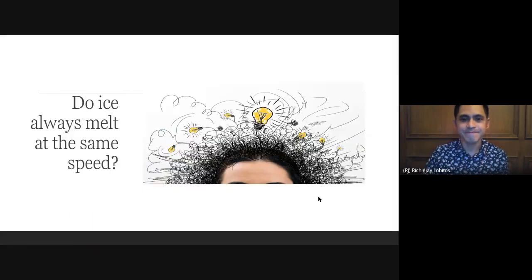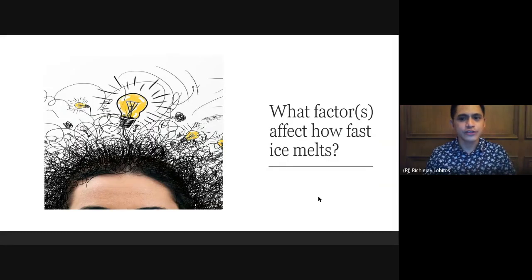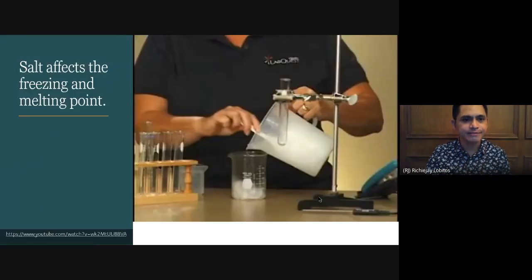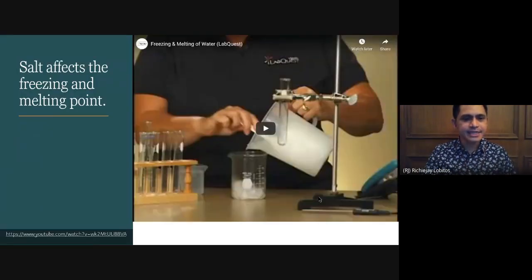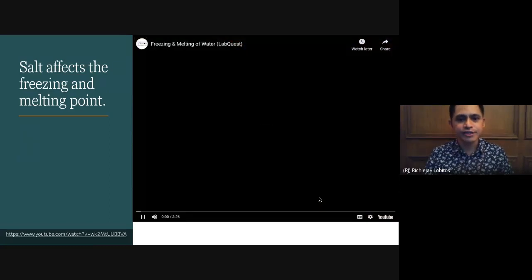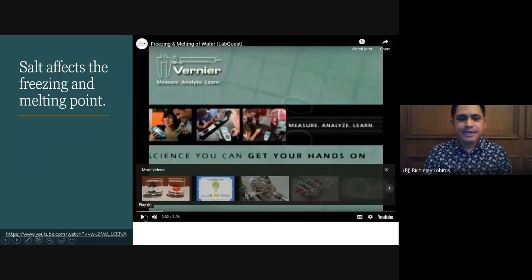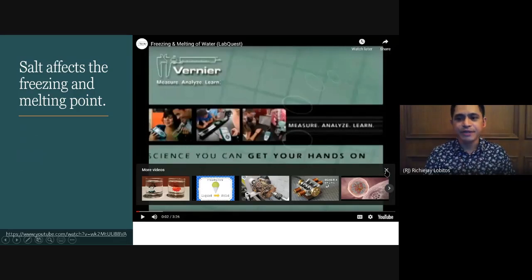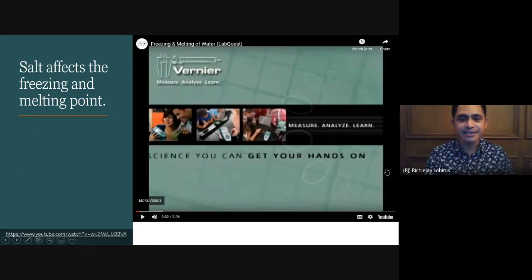Interesting facts, right? Now, does ice always melt at the same speed? Let's go back to talking about pure water. Do they always melt at the same speed? What factors affect how fast ice melts? Now, this experiment here shows how impurities in water could affect the freezing point or melting point of the ice. Okay, so let's watch it.